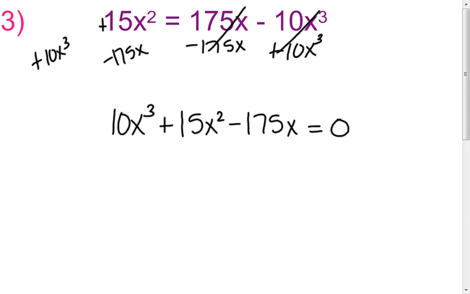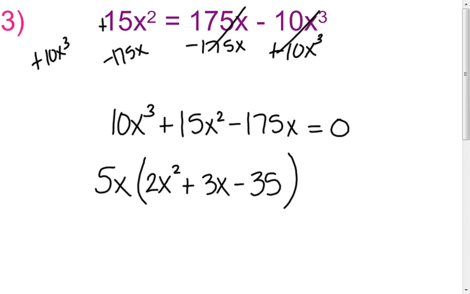The next thing I need to do is figure out what I can pull out of there. So if I look at that, every term has at least an x in there, and then 10, 15, and 175 are also all divisible by 5. So I can pull a 5x out of there. And then 5x times 2x squared gives me 10x cubed. 5x times 3x gives me 15x squared. And 5 times negative 35 gives me negative 175x.